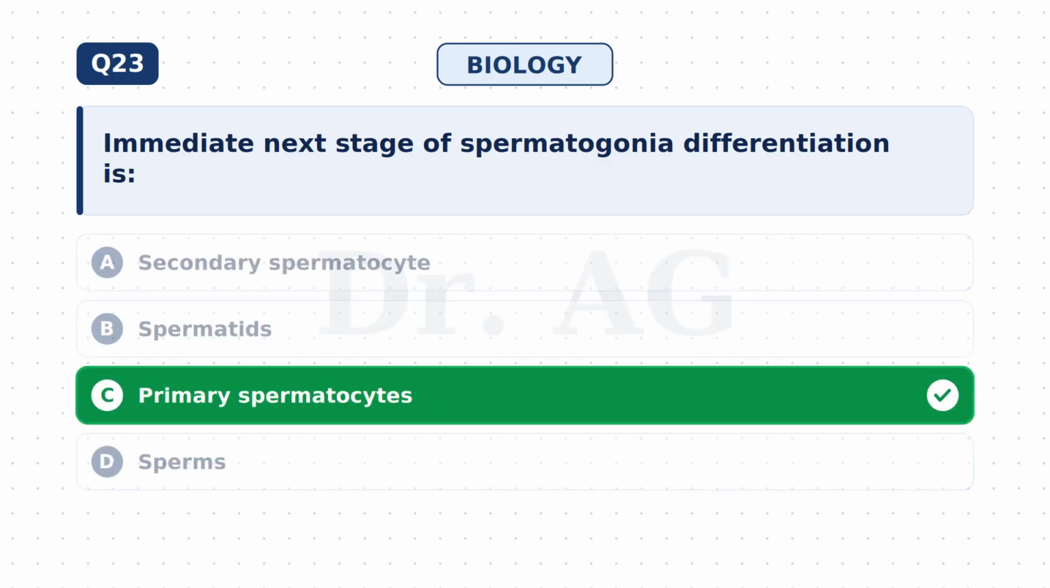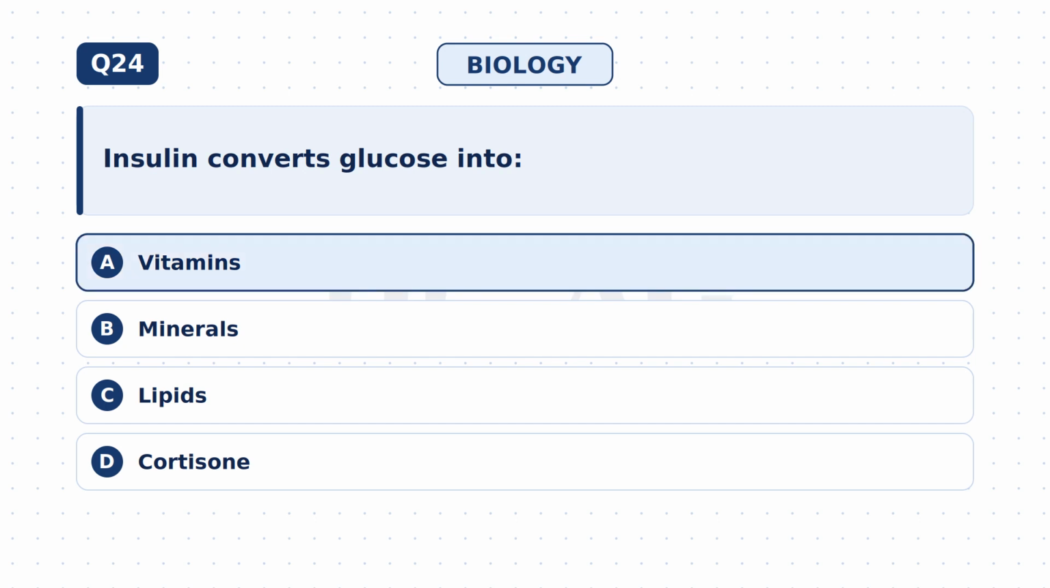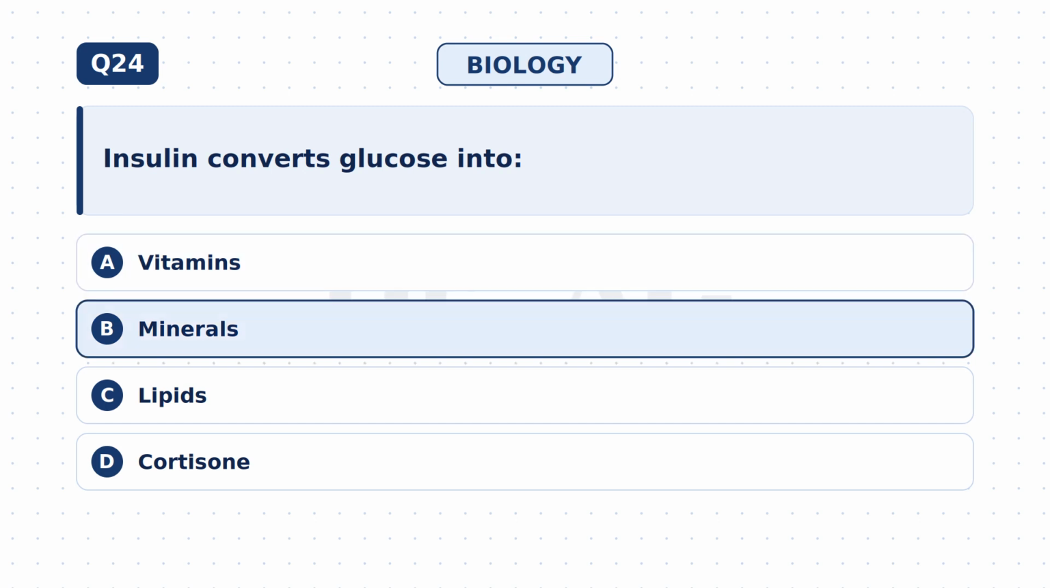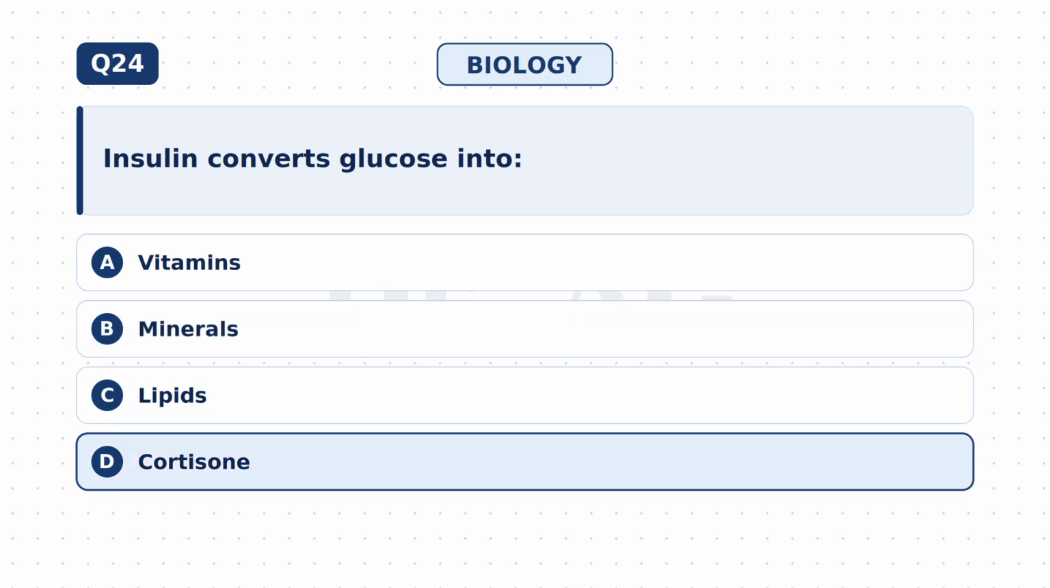The correct answer is C. Primary spermatocytes. Question 24. Insulin converts glucose into: Option A. Vitamins. Option B. Minerals. Option C. Lipids. Option D. Cortisone.